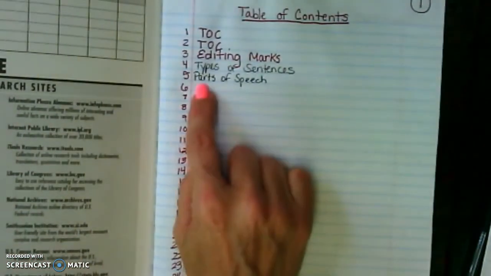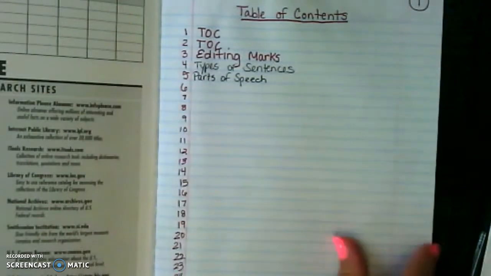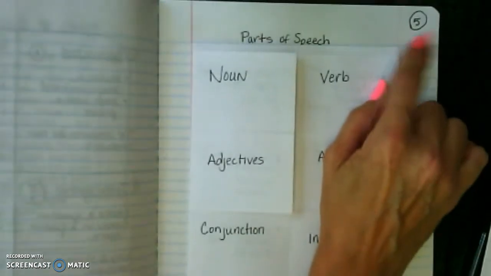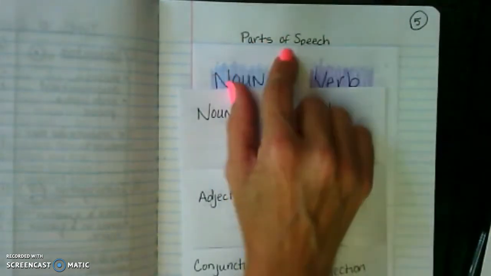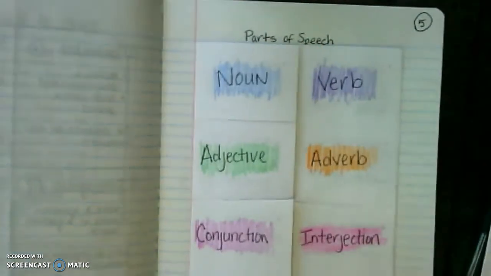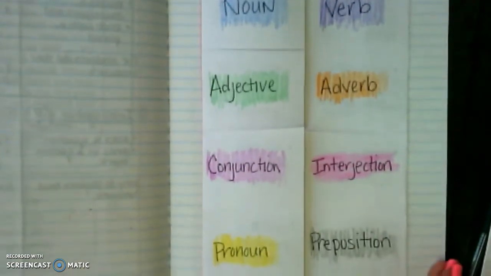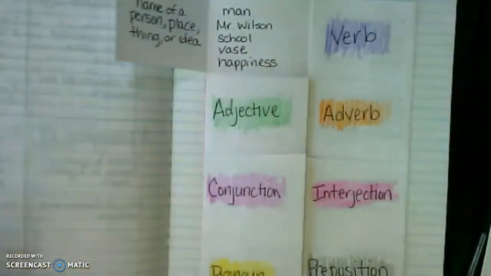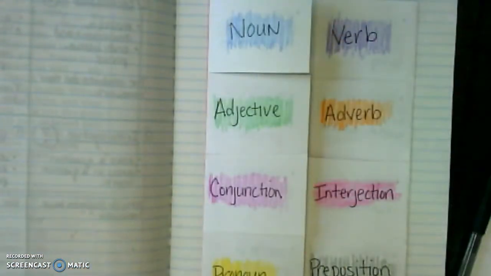So in your interactive notebook, on the table of contents, you're going to write parts of speech by number 5. And then we're going to turn to number 5, and you are going to put a 5 in the corner, and at the very top, parts of speech. Okay? All right. So you can see that this is what your page will look like when we're finished with all the notes. And if you flip it open, you see I have the notes inside. So I'm going to do the notes on another page, and it's easier if you do the notes first and then glue the page in.